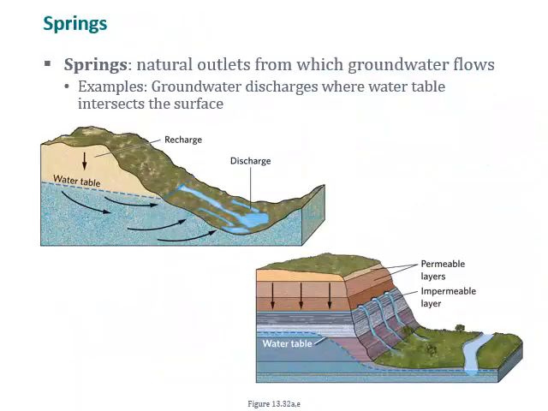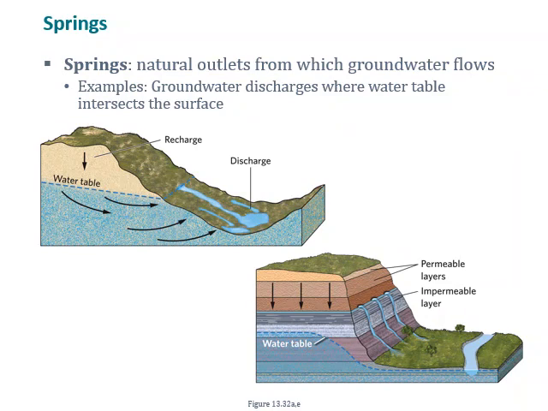Springs are natural outlets from which groundwater flows. Examples include groundwater discharging where the water table intersects the Earth's surface. Another example occurs when water from Earth's surface infiltrates into the ground, then runs into an impermeable layer and exits along the contact or boundary between the permeable layer and the impermeable layer. Some scientists do not consider these as actual springs, but call them seeps instead.